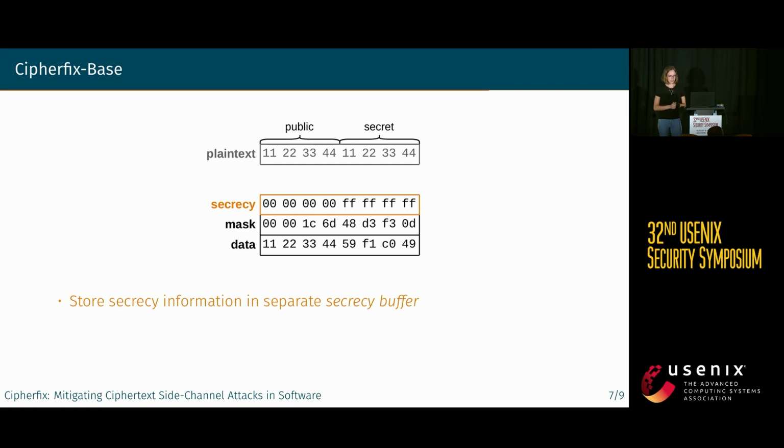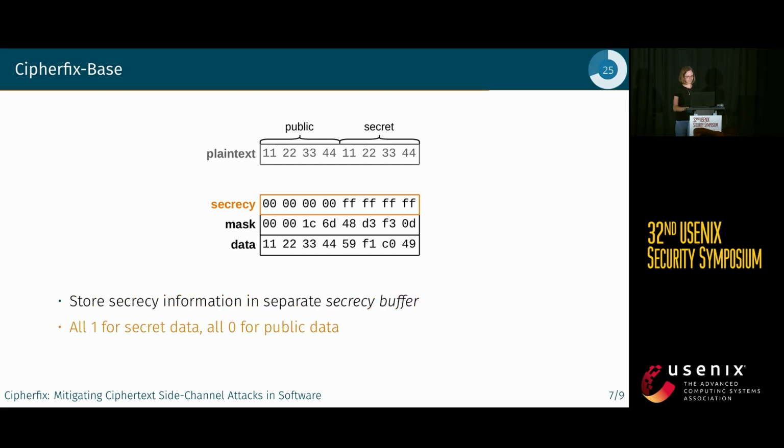So what we can do is we decouple this public/secret information from the mask and add another buffer. This of course means some memory overhead, but it's okay-ish. And now we put the secrecy information in the secrecy buffer, like 0 for public values and 1 for secret values. And then we can AND the secrecy buffer together with the mask, and then the mask will cancel out for the public cases, but will remain for the private cases.